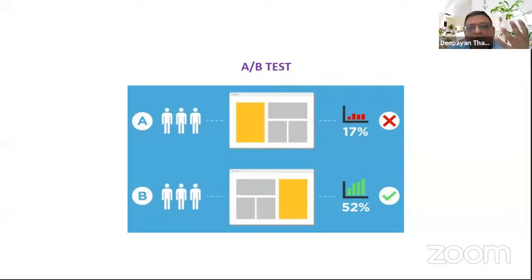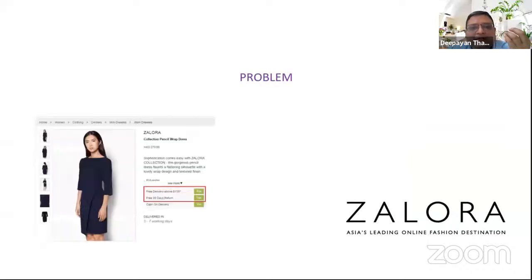To give you some more examples on that, I'll tell you the story of Jalora. Jalora is one of the leading online fashion retailers for the APAC region. They did an interesting A/B test. The problem they were having is they introduced a new feature on their product page to improve their number of checkouts.